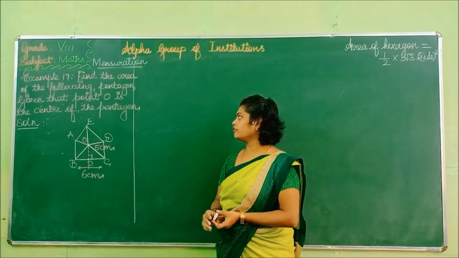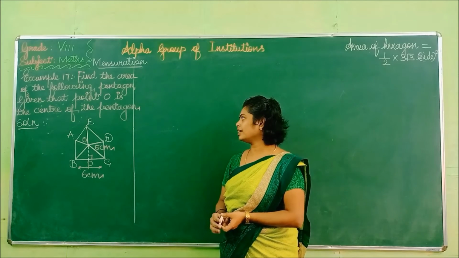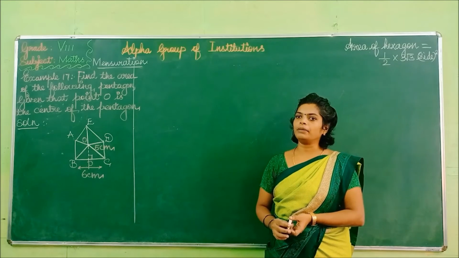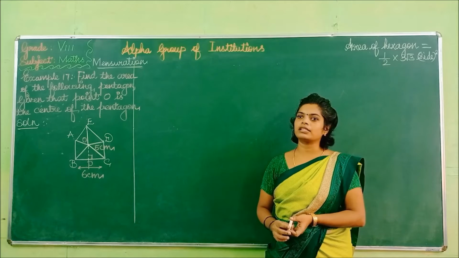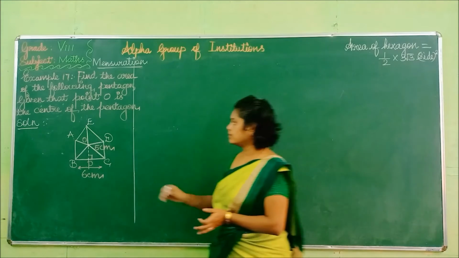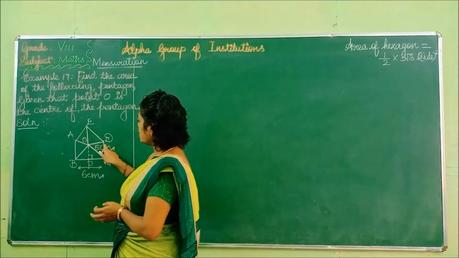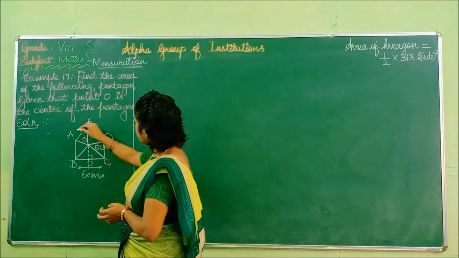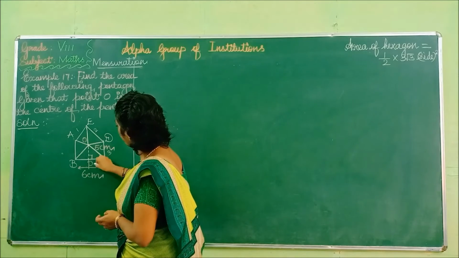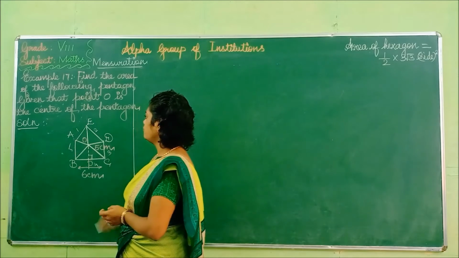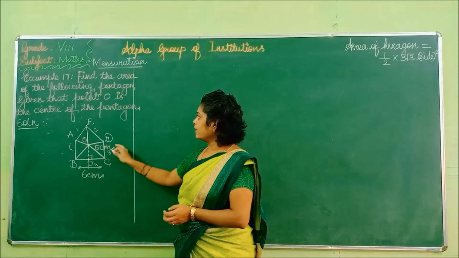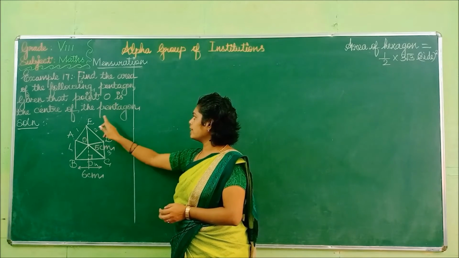Find the area of the following pentagon, given that the point O is the center of the pentagon. So what do you mean by pentagon? A pentagon means the shape contains 5 sides. So listen, the 5 straight lines form a pentagon: 1, 2, 3, this is 4 and 5. The 5 sides forming the shape is called a pentagon.